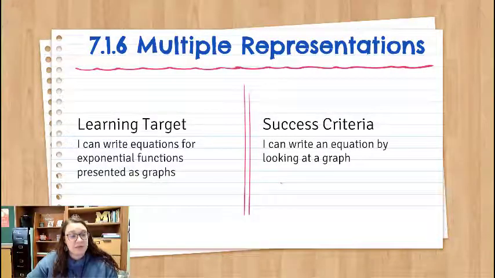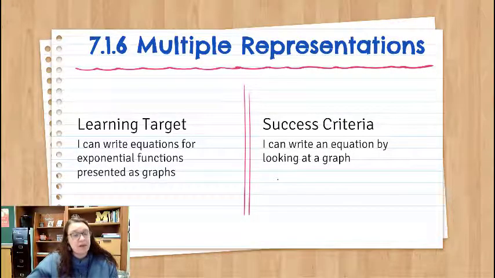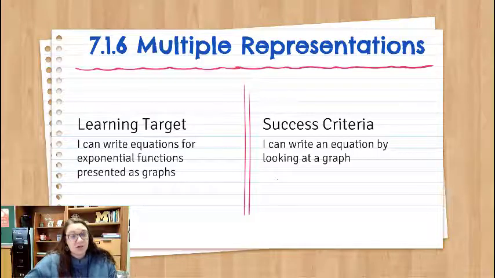Guys, Mrs. Traver here. Today we're going to end chapter 7 by looking at multiple representations. Our learning target for today is that you'll be able to write equations for exponential functions when we're presented with graphs, and you'll be able to look at an equation and a graph in the same way.